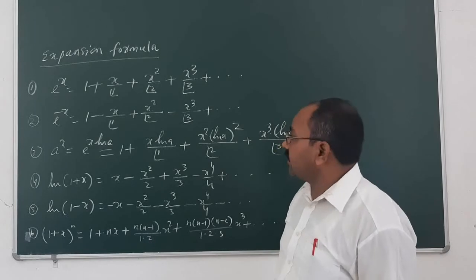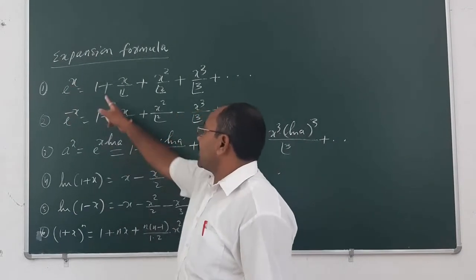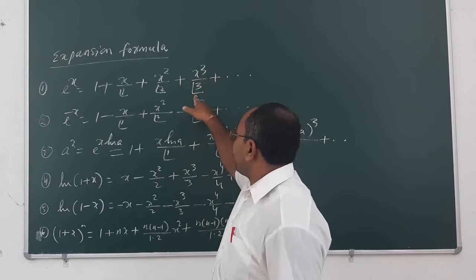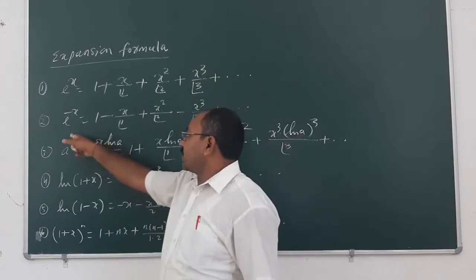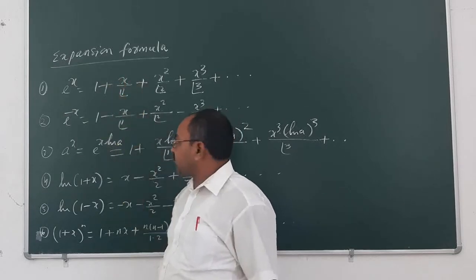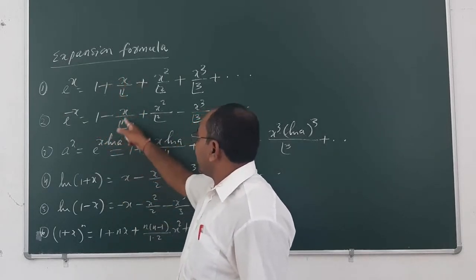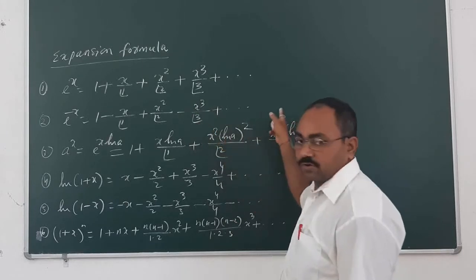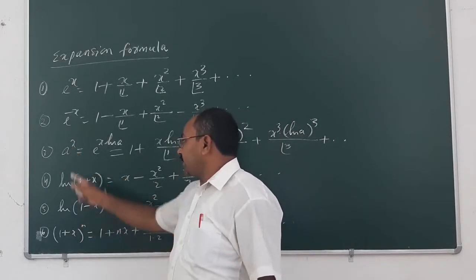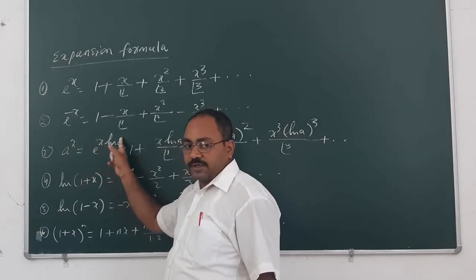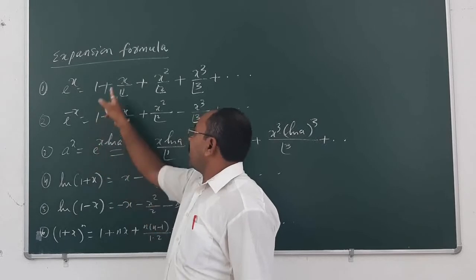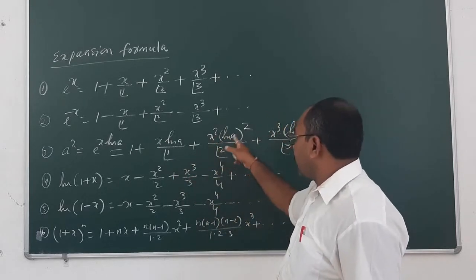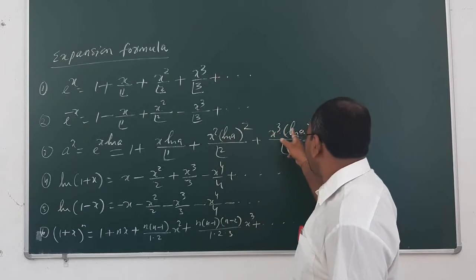Now, some expansion formulas. 1: e to the power x is 1 plus x by factorial 1, plus x square by factorial 2, plus x cube by factorial 3, and so on. E to the power minus x means x is replaced by minus x. That is 1 minus x by factorial 1 plus x square by factorial 2 minus x cube by factorial 3 plus dot dot. Now a to the power x can be written e to the power x ln a. Now replace x ln a in place of x. We get 1 plus x ln a by factorial 1, plus (x log a) whole square by factorial 2 plus (x log a) whole cube by factorial 3 plus dot.